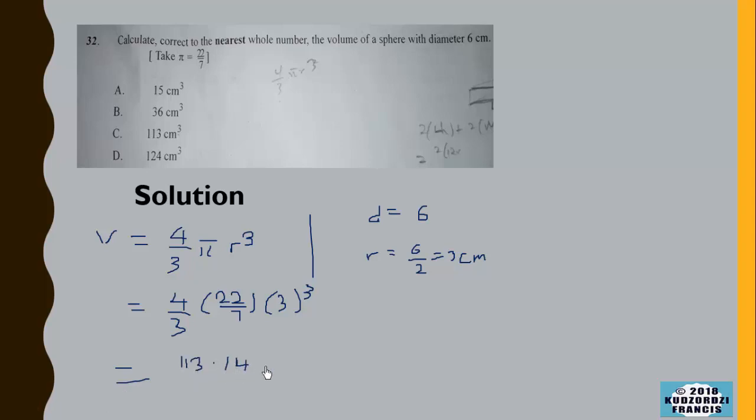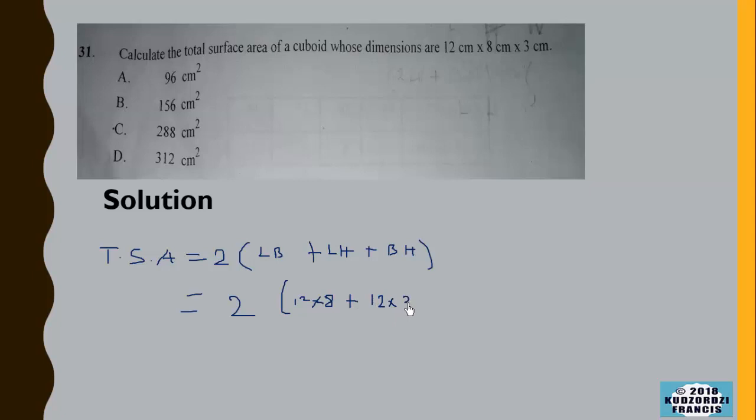So 113.14, and to the nearest whole number is 113 centimeter cube. So we have this. Calculate the total surface area of a cuboid. It is given by 2 times length times breadth plus length times height plus the breadth times the height. So we just sub in these values. So 12 by 8 plus 12 by 3, then plus 8 by 3.